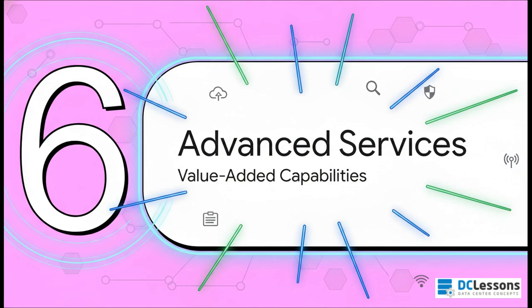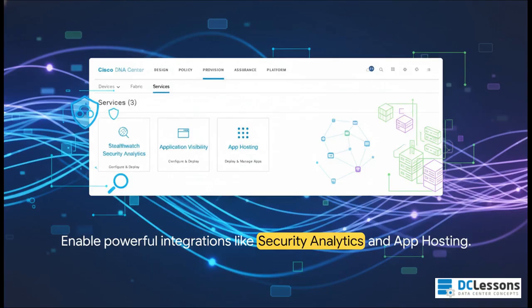And we've done it. The fabric is provisioned, devices are onboarded, hosts are connected, the network is fully operational. The very last step is to layer on those advanced services that really take advantage of this powerful new architecture. And just look at how simple this is. From this one Services tab, you can enable these powerful integrations with just a few clicks. You can turn on Stealthwatch security analytics and get deep visibility inside your encrypted traffic without even having to decrypt it. You can enable application visibility to really understand what's running on your network. Or you could even use app hosting to push applications directly onto your network devices.